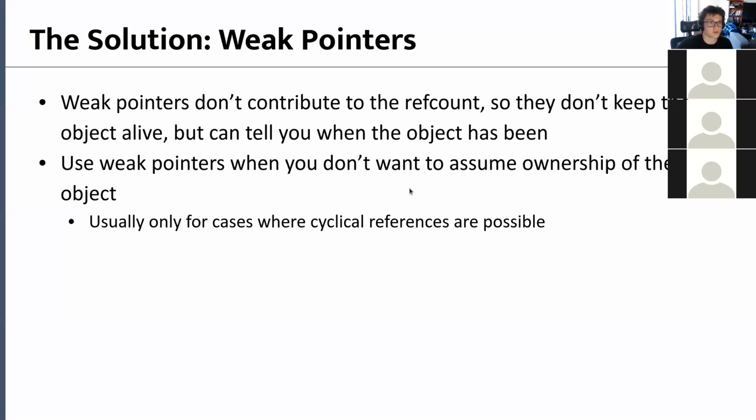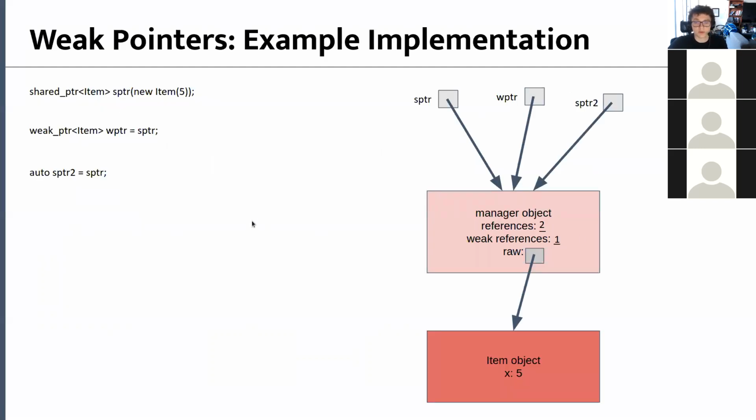Smartly leaving off the word destructed there from that sentence. So whenever we don't want to assume ownership of an object, we use weak pointer instead of shared pointer. And of course, this is usually only relevant in cyclical reference cases, but there are maybe other examples for when you want to use them.